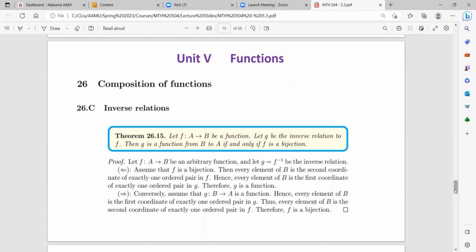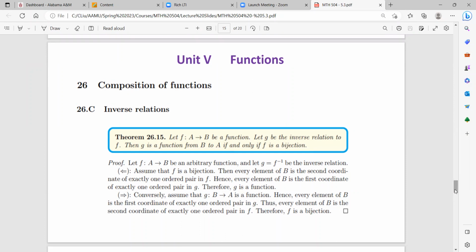I think this is not very hard to understand. Any questions about this theorem or proof?